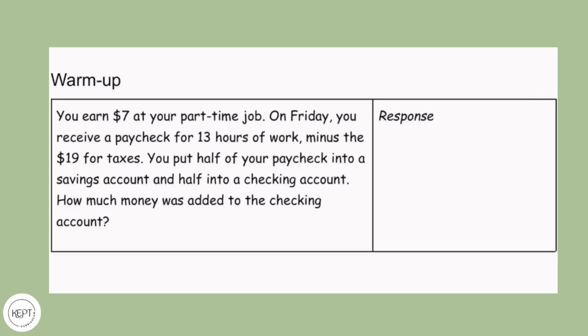You earn $7 at your part-time job. What does this mean? This means that every hour you work at that position, you earn $7. On Friday, you receive a paycheck for 13 hours of work minus the $19 for taxes. You put half of your paycheck into a savings account and half of it into a checking account. How much money was added to the checking account? So that is the question we're trying to figure out here.